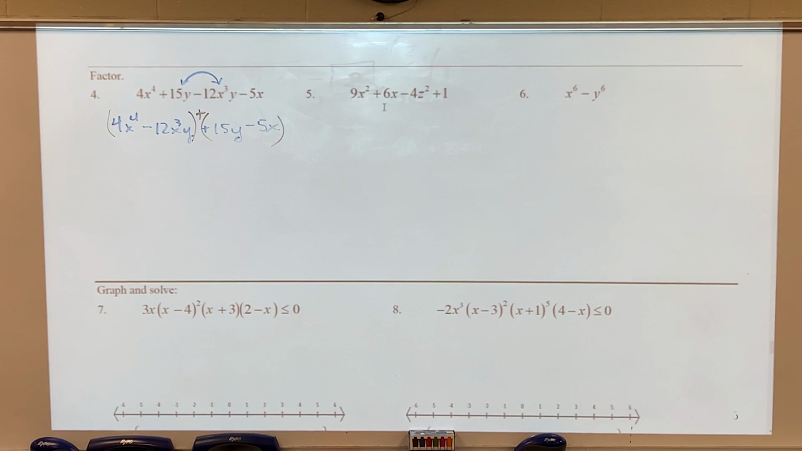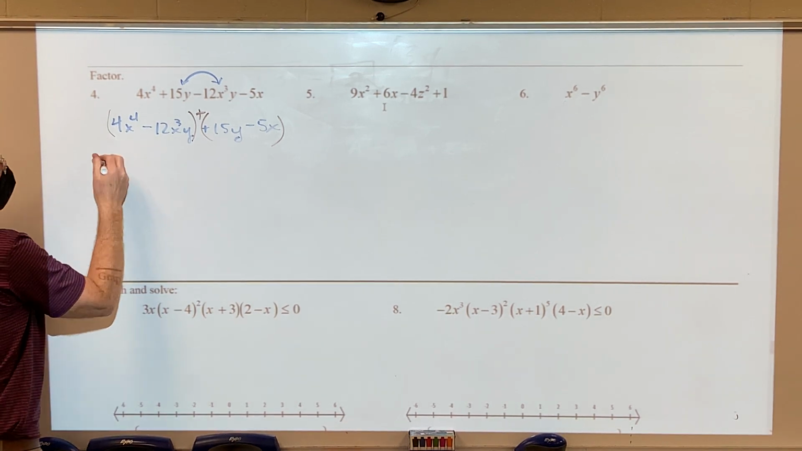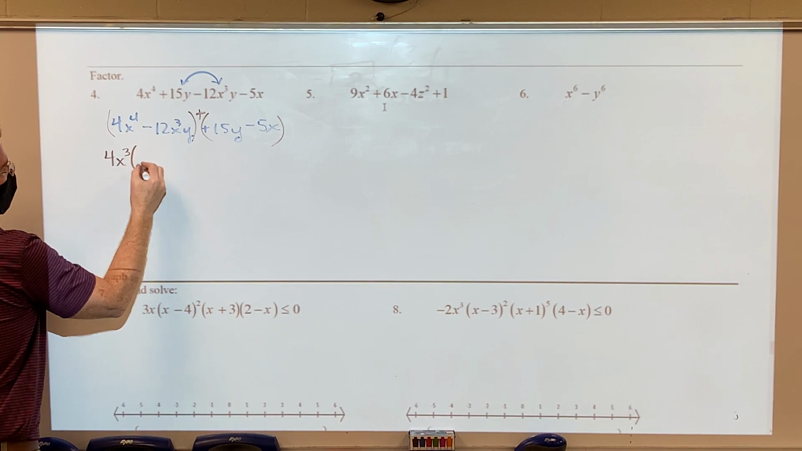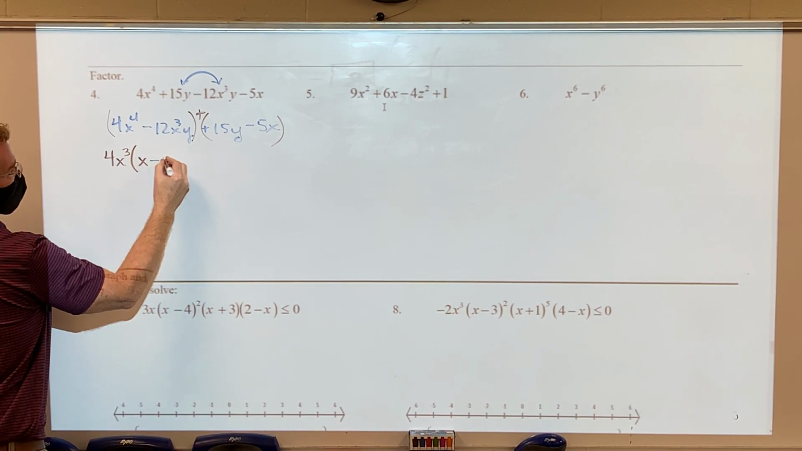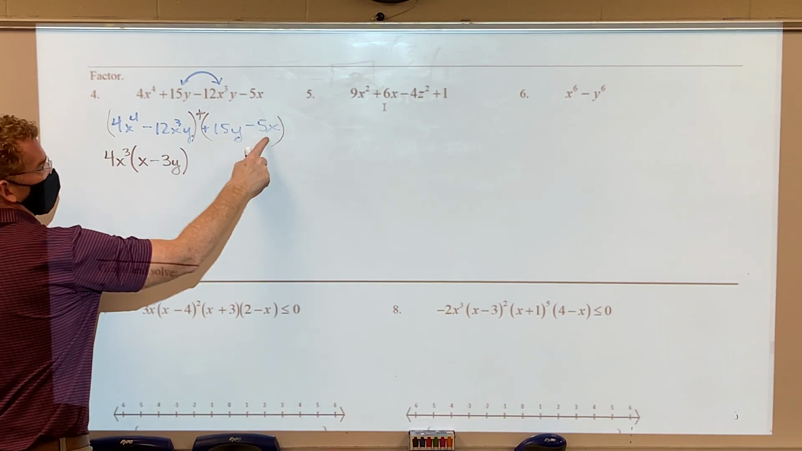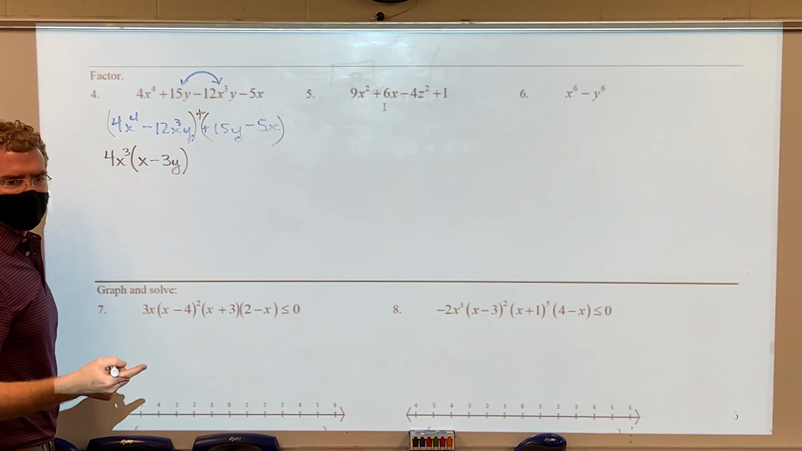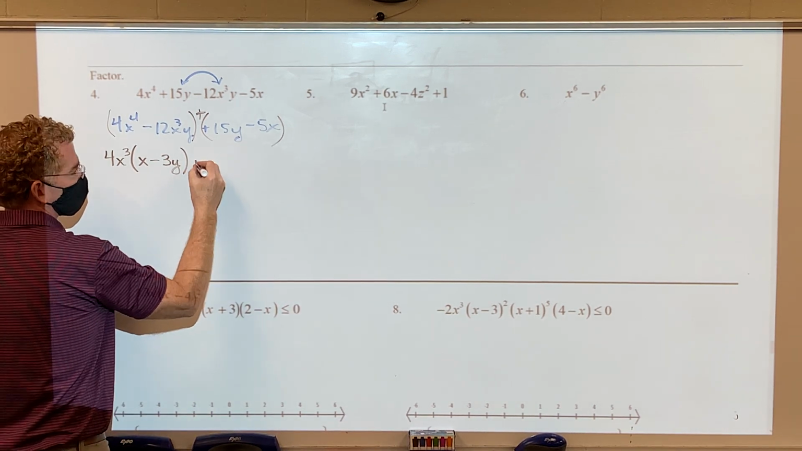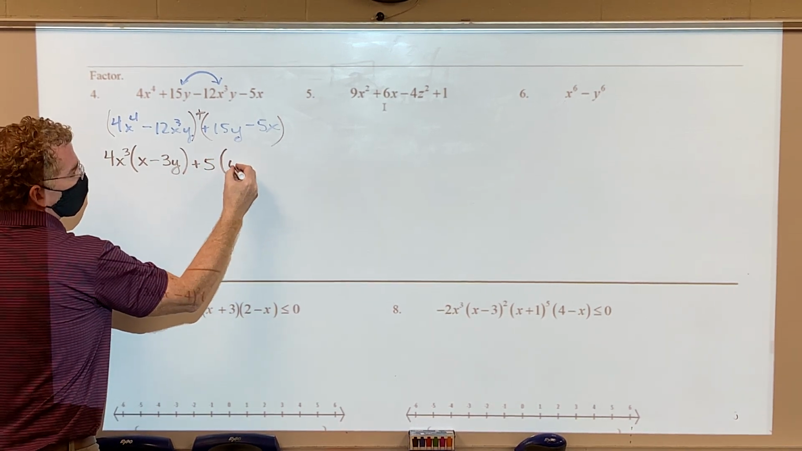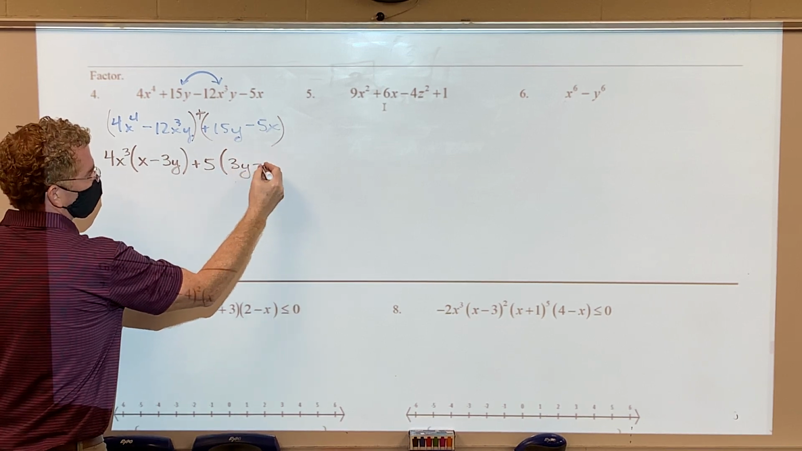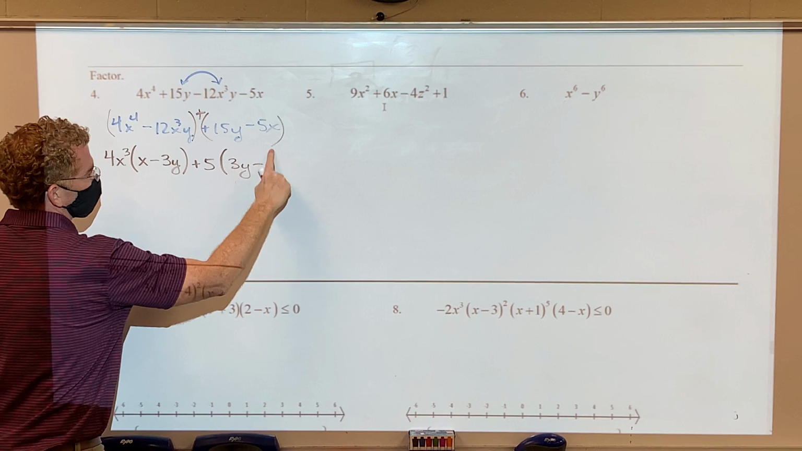Y'all with me? But now you'll see, oh look, a 4 comes out, an x cubed comes out, and I'm left with an x minus a 3y. And then over here, now I'm going to accidentally, well not accidentally, but I'm going to take out what pops into my head first, which is a 5, just to show you what would happen. And I end up with a 3y minus a 1. No, minus an x.